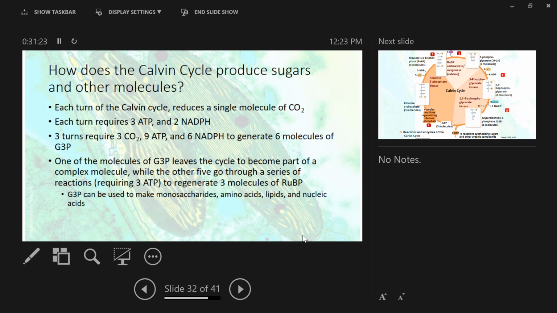Yeah, if 3 turns of the Calvin cycle required 9 ATP, how many ATP are required to make 1 molecule of glucose? Or the equivalent, 18, right? Because you need 2 molecules of G3P to make 1 glucose molecule, right? If it requires 9 to make 1, it requires 18 to make 2, which is the equivalent of glucose.